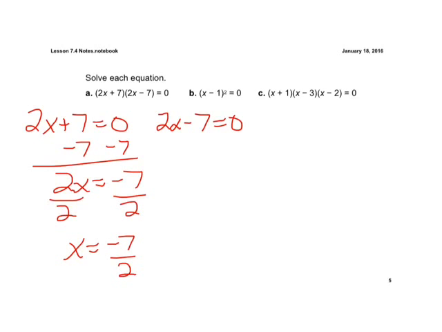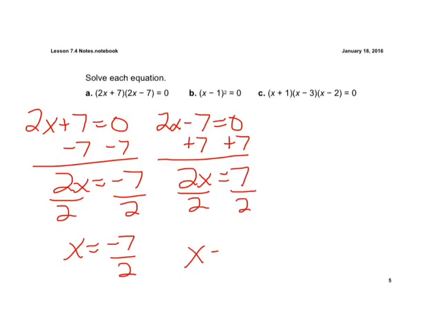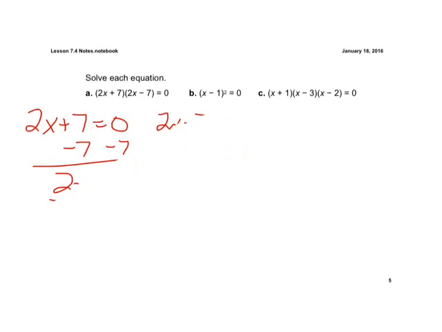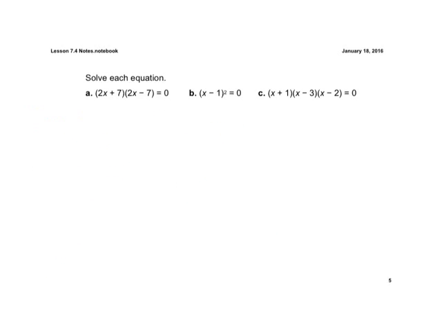That's one of our roots. And our other one, we're going to add 7 this time. We're going to do the opposite operation. We're left with 2x equals 7. Again, divide by 2. And x equals 7 halves. So our roots, we have a negative 7 halves and a positive 7 halves. And we'll work through B.